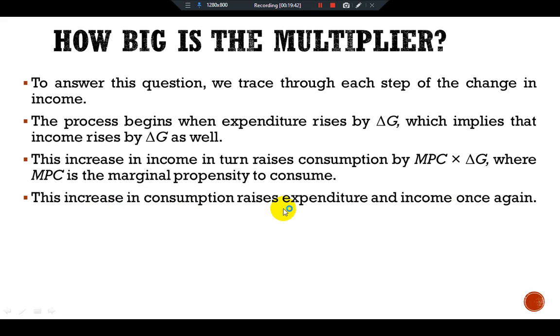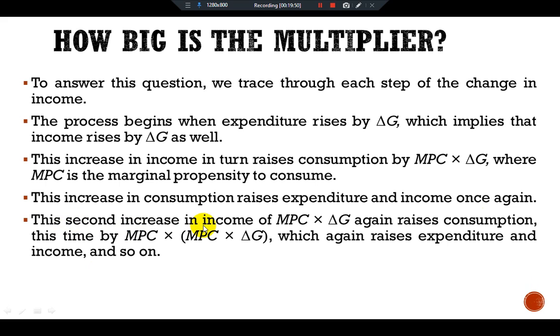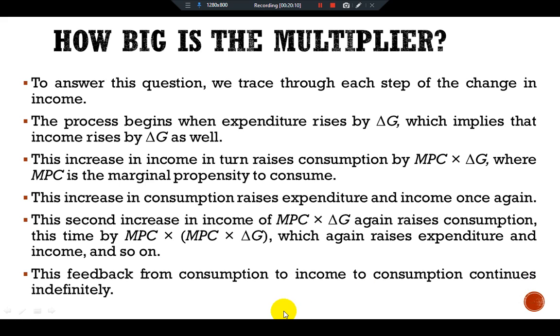This increase in consumption raises expenditure and income once again. The second increase in income of MPC cross delta G again raises consumption, this time by MPC squared cross delta G, which again raises expenditure and income, and so on. This feedback from consumption to income to consumption continues indefinitely.